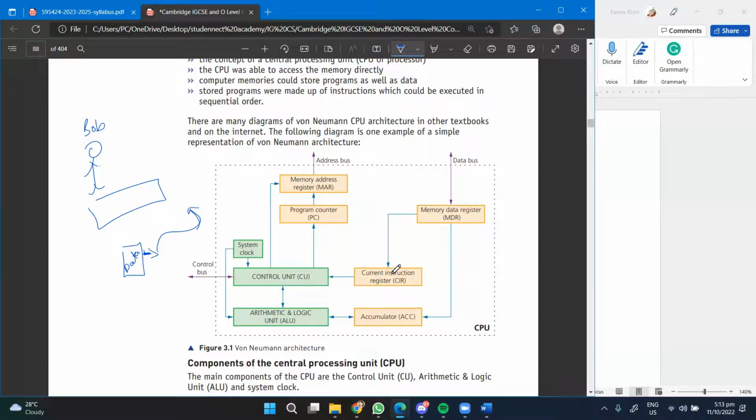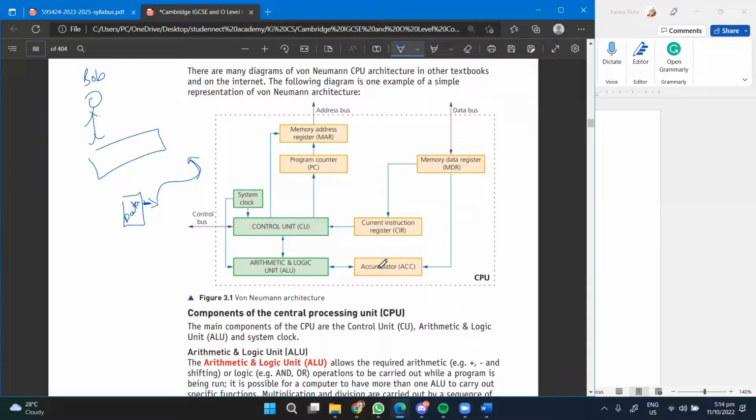Okay, so the next thing we have here is the current instruction register. This register stores what current instruction is being processed. As the name suggests, whatever process is taking place currently, it's storing that address.